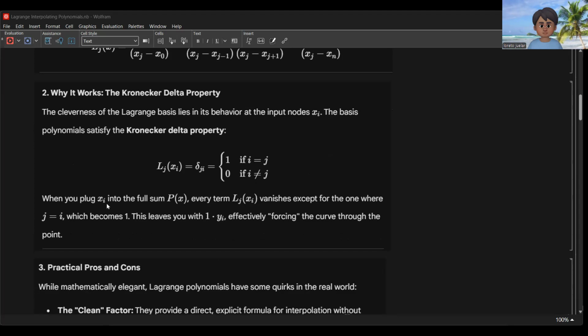So when you plug x sub i into the full sum p of x, every term l sub j of x sub i vanishes except for the one where j is equal to i, which becomes 1. This leaves you with 1 times y sub i, effectively forcing the curve through the point.